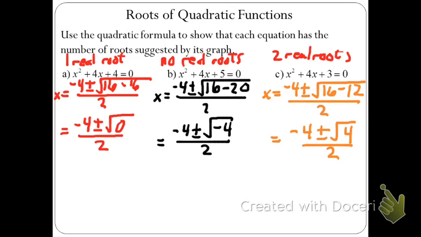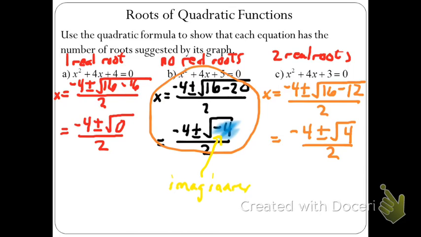Do you see the reason amongst this work right here that I would be able to say that that equation has no real roots? Well, I hope that you're picking out this little guy right there. This is asking us to take the square root of a negative number, isn't it? And you know from your Algebra 2 days that the square root of a negative number is not real, it's imaginary. And so because that equation would end up giving us imaginary solutions, that means it would have no real roots.